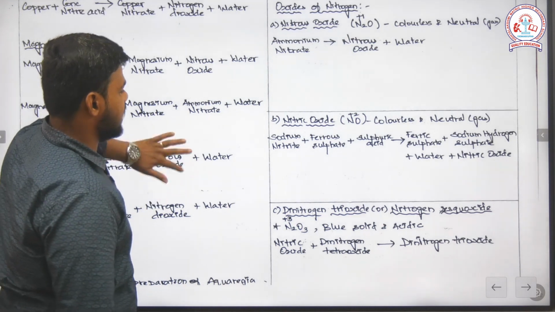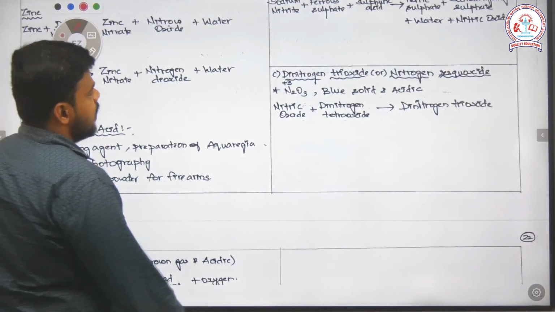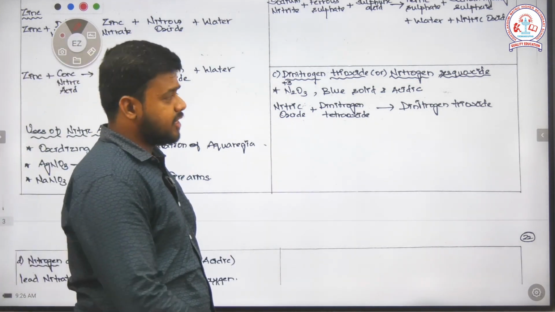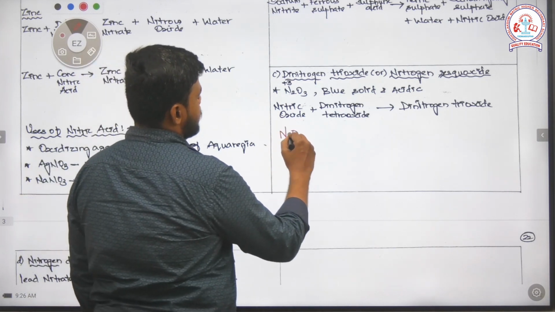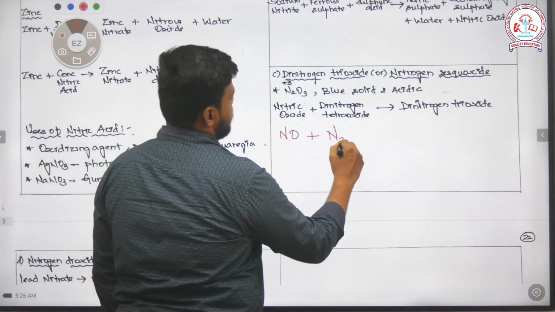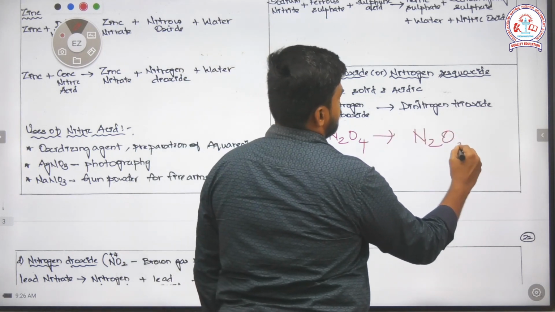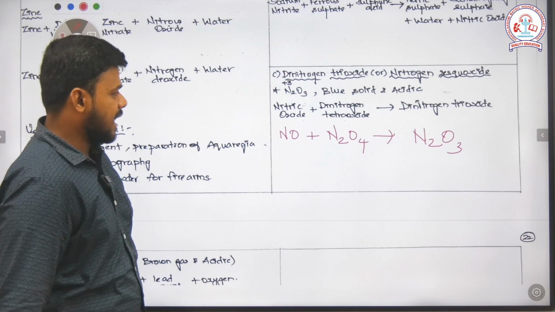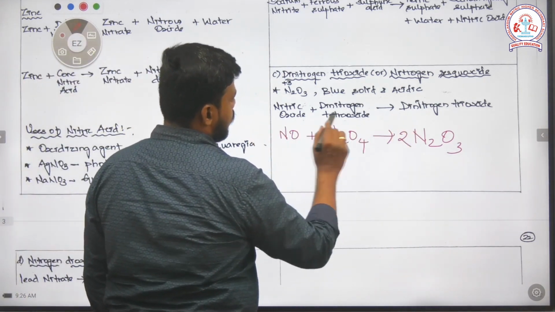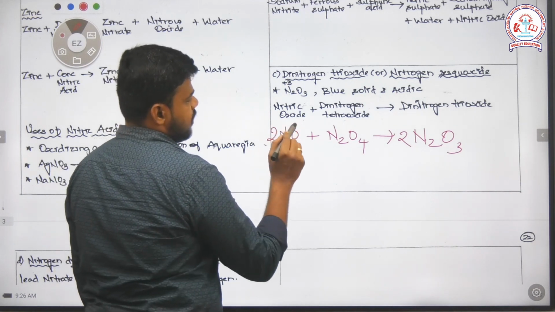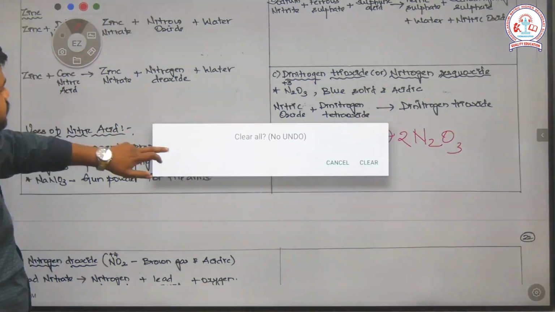The next one is dinitrogen trioxide, which is called sesquioxide. Otherwise we can say N2O3. The oxidation state of the nitrogen over there is +3. It's a blue solid and acidic. So nitric oxide reacts with dinitrogen tetroxide, N2O4, to form N2O3, dinitrogen trioxide. To balance, if I make it as 2 here, it becomes 4. So I need to make it as 2 here. So oxygen becomes 6, here also it is 6. So balanced.